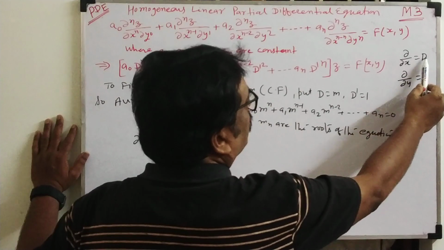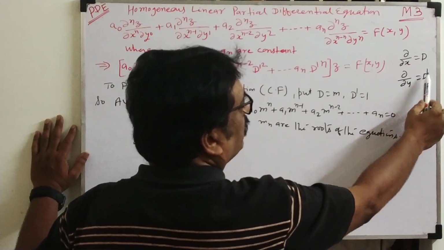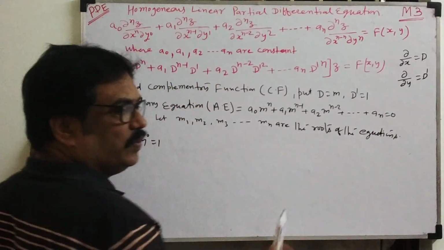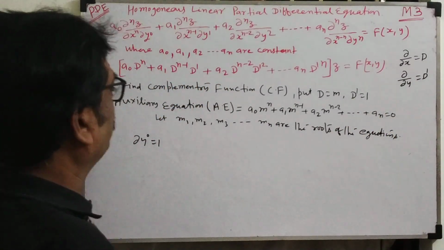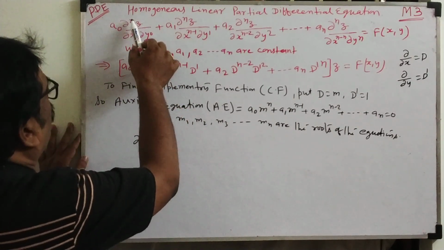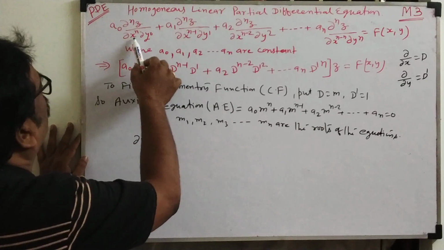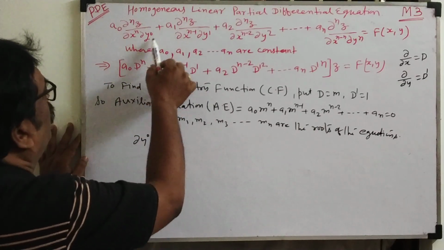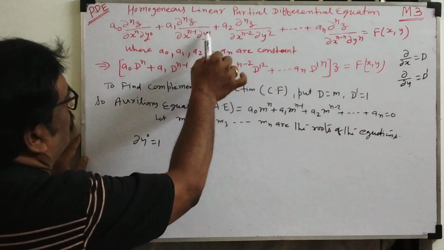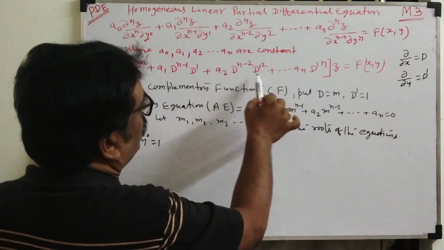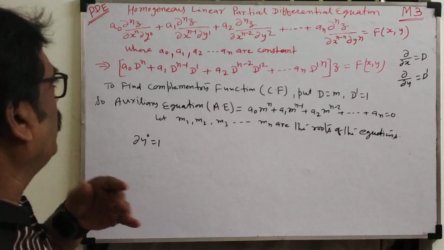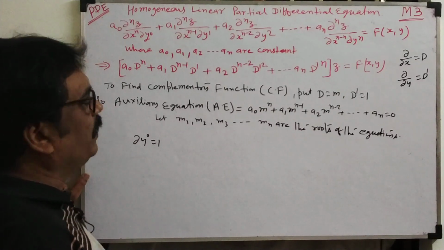Suppose ∂/∂x is nothing but D, and ∂/∂y equals D dash. So differentiating with respect to x will be D, differentiating with respect to y will be D dash. So we change this: a0 Dⁿ, because ∂ⁿz/∂xⁿ equals Dⁿ, D dash power 0 is 1. Then a1 Dⁿ⁻¹ D dash, because of y, then a2, and similarly this is the equation for the linear partial differential equations.